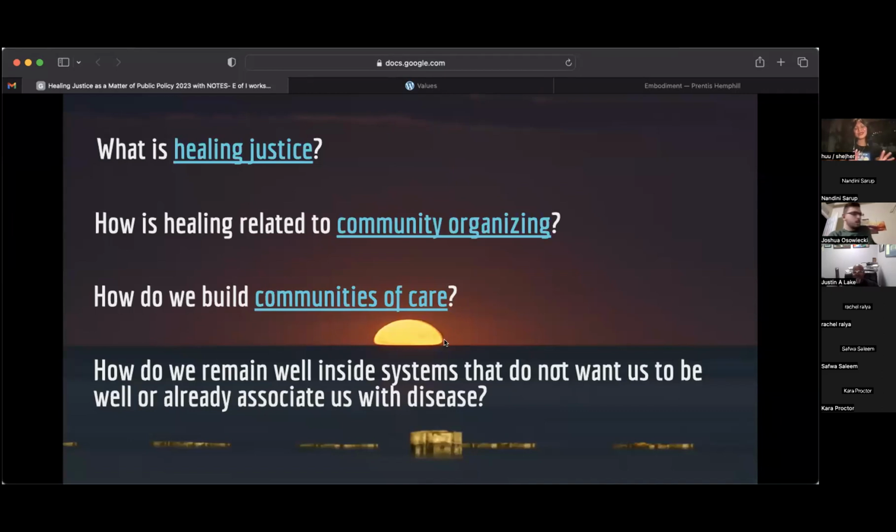As I talk us through the next few slides, it's going to tie in and give you some concrete examples of how we actually build communities of care. And then the other one is a more open-ended, rhetorical question that I want us to think about: how do we remain well inside systems that do not want us to be well, or already associate us with disease?